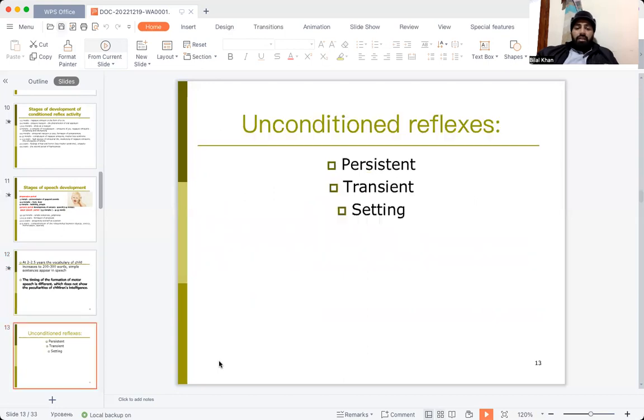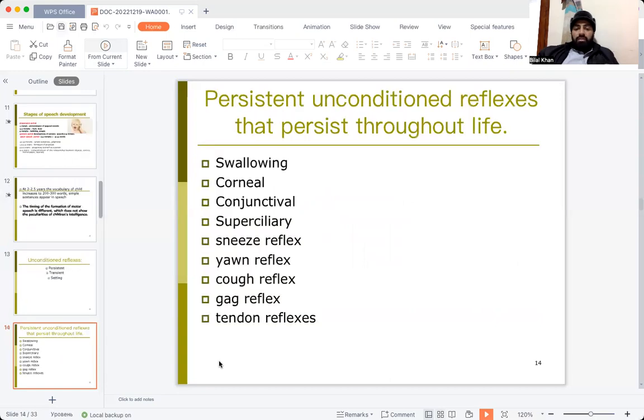So unconditional reflexes are persistent reflexes and transient reflexes. These are reflexes, for example, persistent. Persistent reflexes sometimes continue throughout life, but some persist for long durations and regress slowly. For example, swallowing, corneal, conjunctival, superciliary, sneeze reflex, yawn reflex, cough reflex, gag reflex, and tendon reflexes.